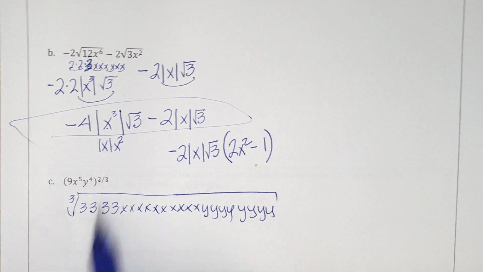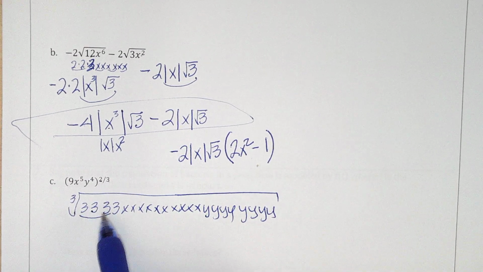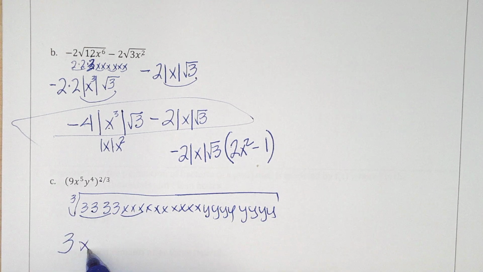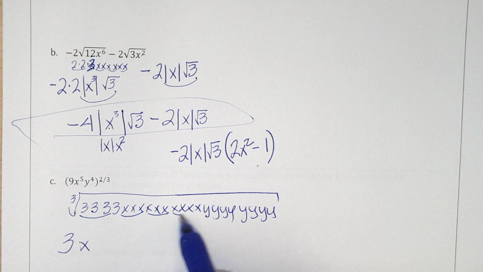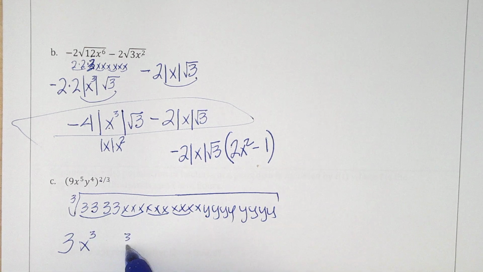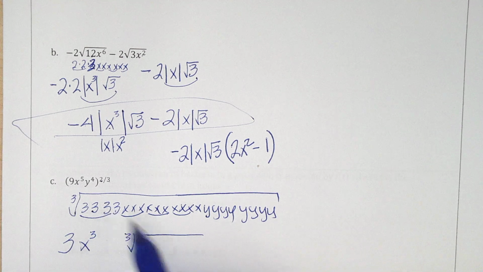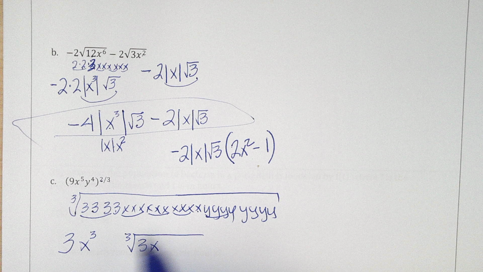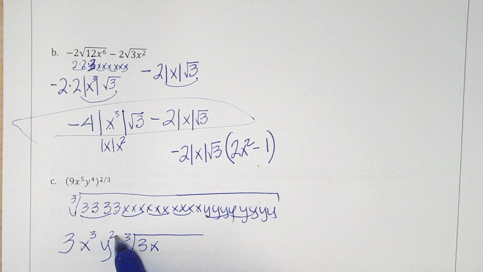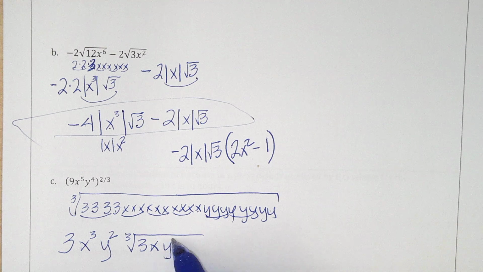And now I'm taking the cube root, so I'm doing groups of 3. So there's a group of 3, another group of 3, and another group of 3. 1 left. So I got a 3 left, an x left, a group of 3, another group of 3, and a y squared left.